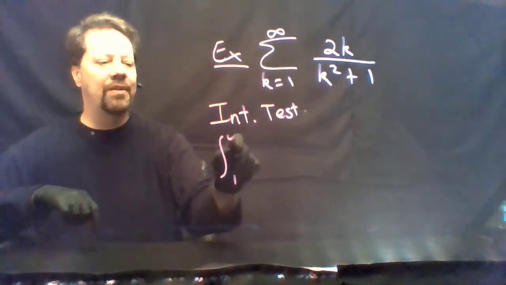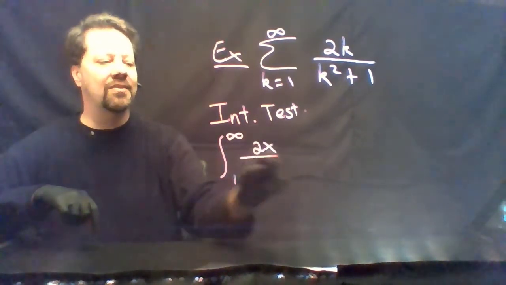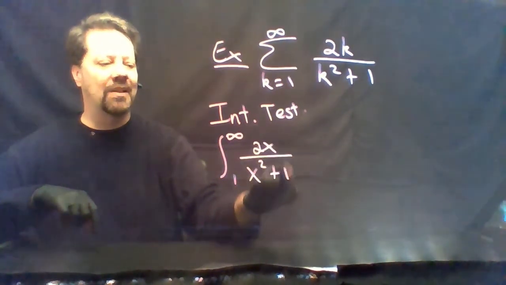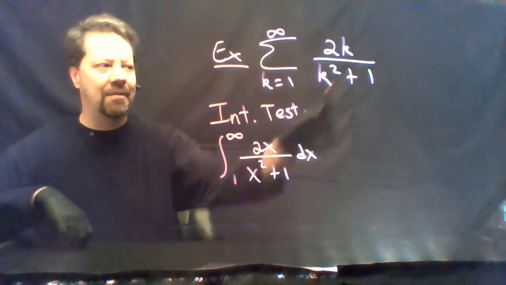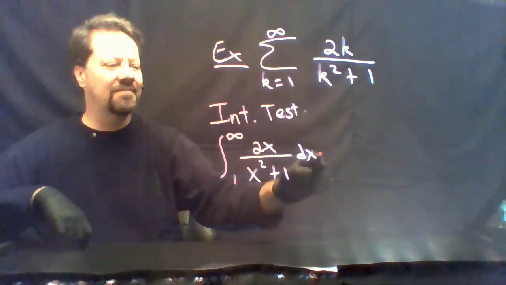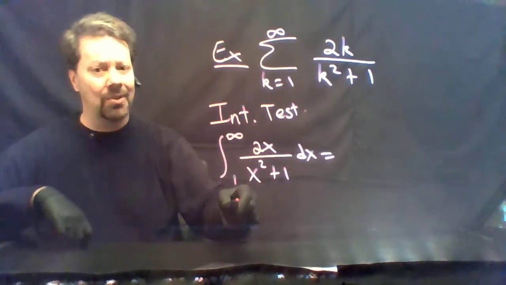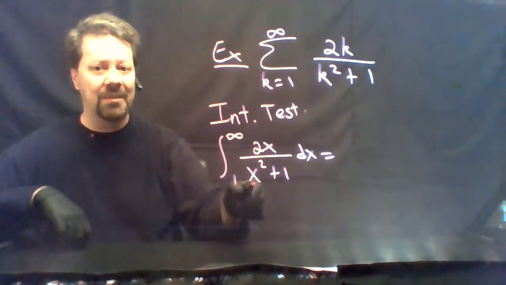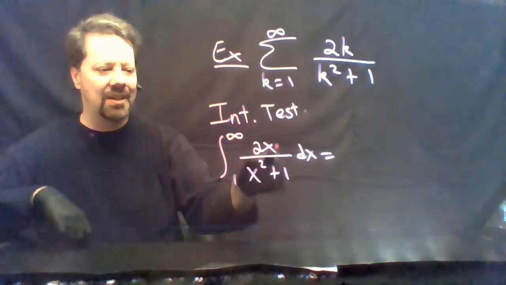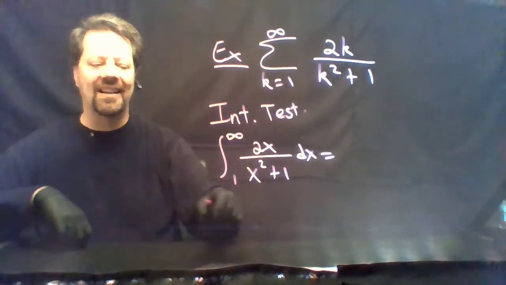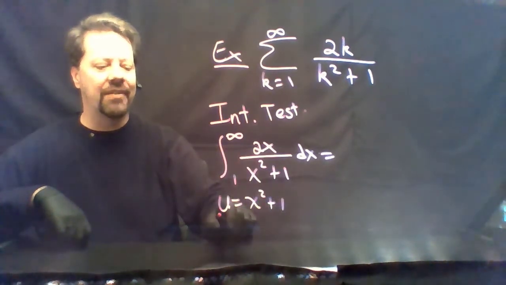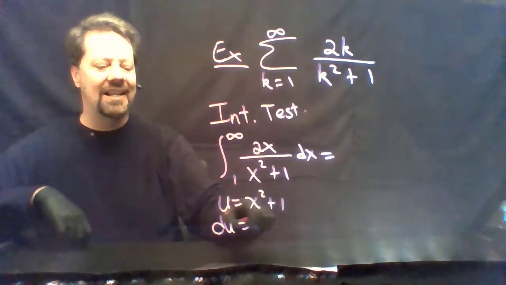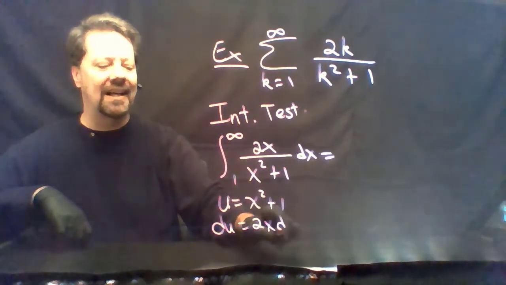We'll integrate from 1 to infinity 2x over x squared plus 1 dx. Do you see how we've made the replacements? Now, this looks a lot like a u sub. It's a u sub because we have the derivative of something lying around. We'll set u equal to the thing that has its derivative lying around, in which case du will be 2x dx.